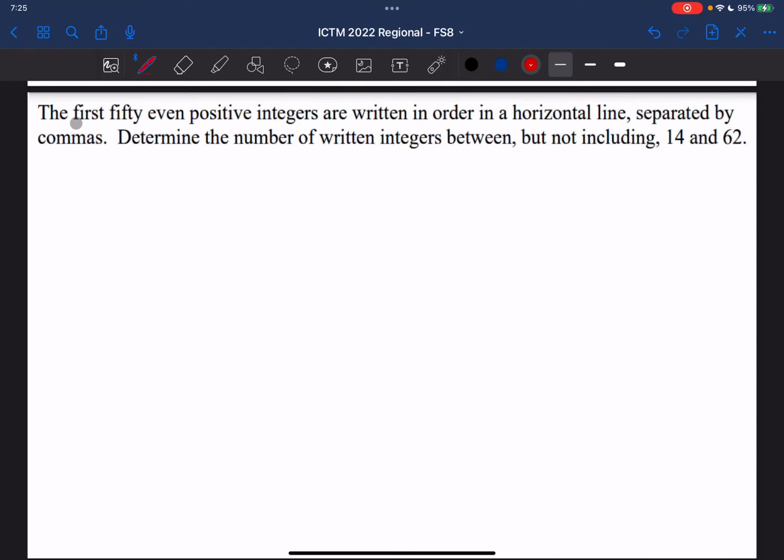So this problem says the first 50 even positive integers are written in order on a horizontal line, separated by commas. So we have 2, comma, 4, comma, 6, comma, 8, comma, 10, and so on, all the way up to 100.